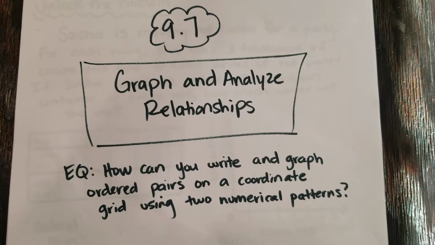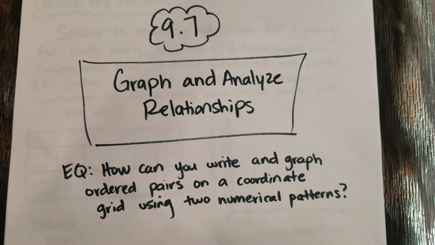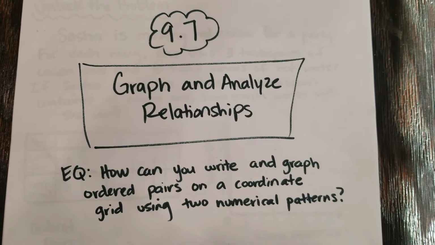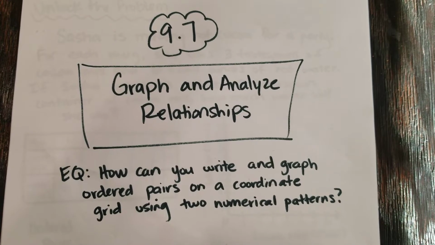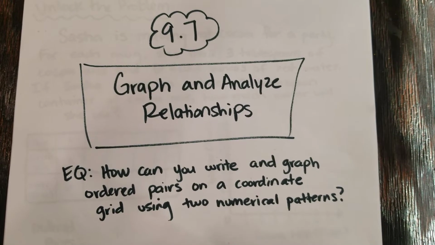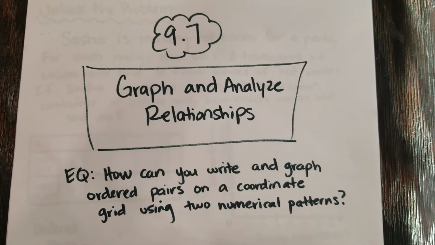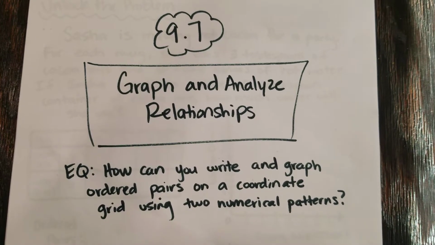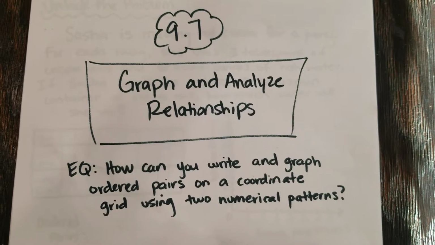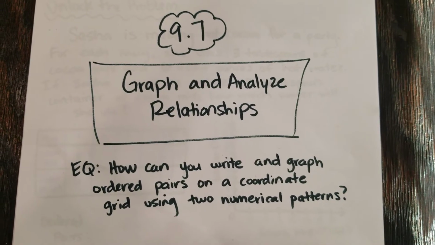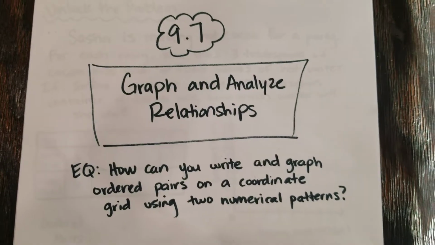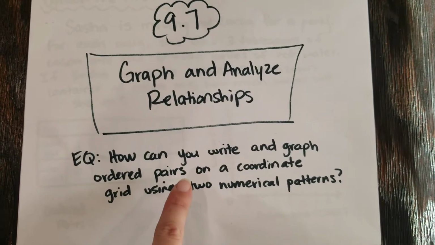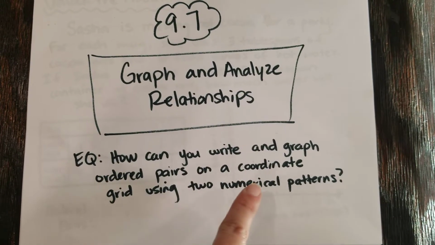All right, welcome to lesson 9.7. We are going to graph and analyze relationships using tables first. So we've been working on tables and finding rules. And then we're going to take some information we learned at the beginning of chapter 9, where we can take two numbers in a table and make ordered pairs, right? So the essential question: how can you write and graph ordered pairs on a coordinate grid using two number patterns?